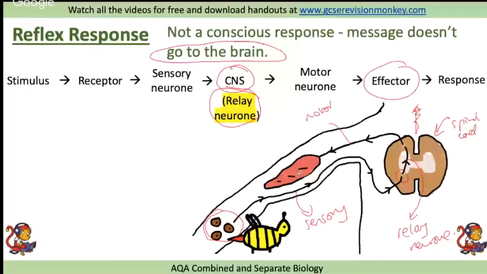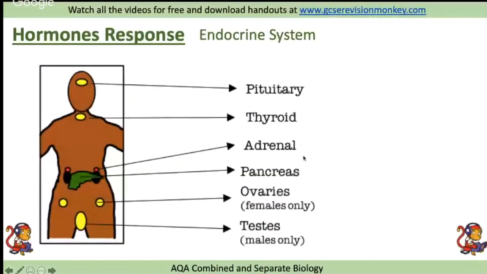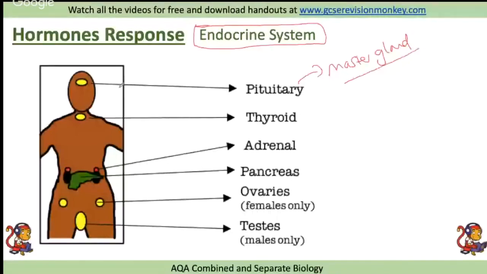So moving on to the hormones then. Hormone responses. Hormones are secreted by glands in the endocrine system. Okay, so the endocrine system is a system of glands. The most important gland is the pituitary gland, because we call that the master gland, because that can switch on and off other glands by releasing hormones. So this one's the master gland. Hormones that are released like this include hormones such as LH and FSH.